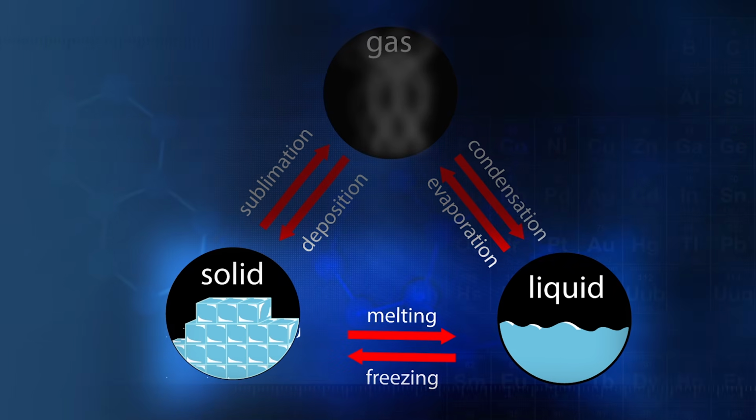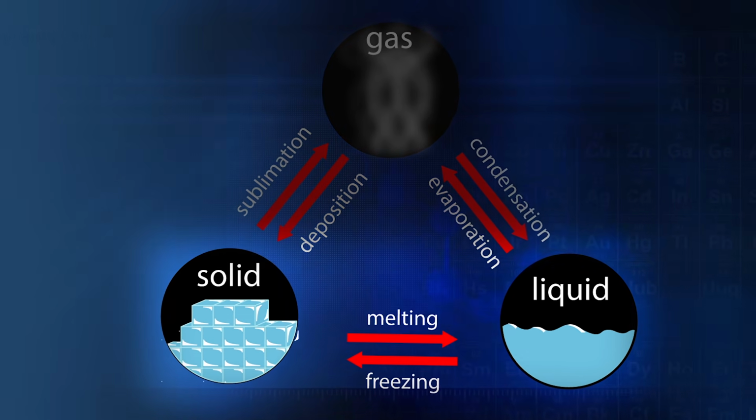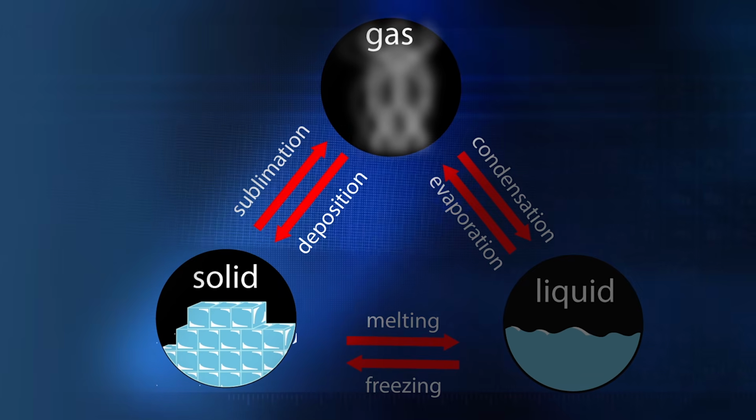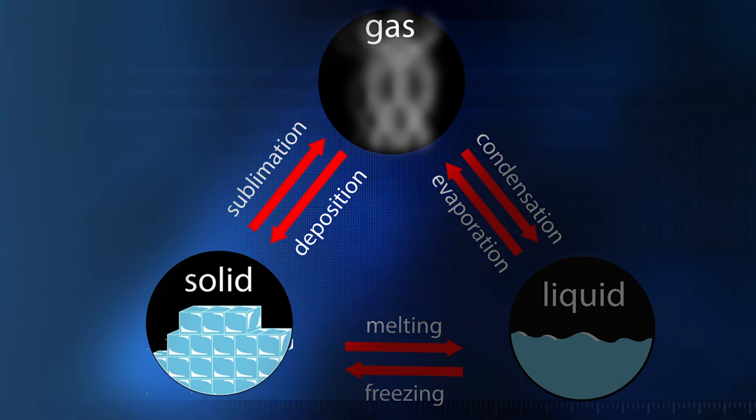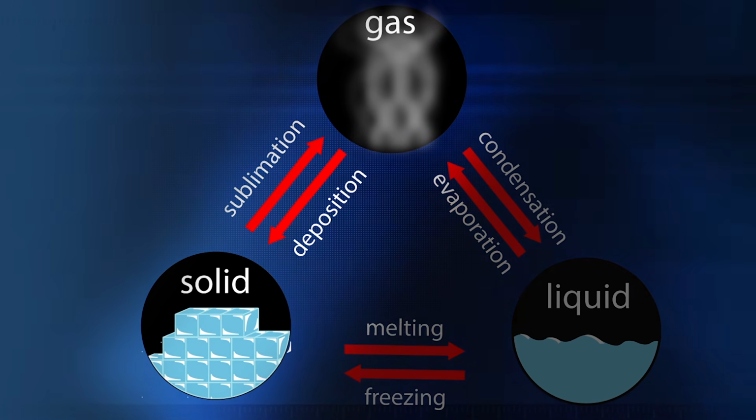The reverse of that phase transition is freezing. We also talked about how a gas can go straight to a solid phase, and that's called deposition. The reverse of that is sublimation. That's where a solid transitions directly into a gas phase. Great job. These are all phase changes or transitions that we discussed.